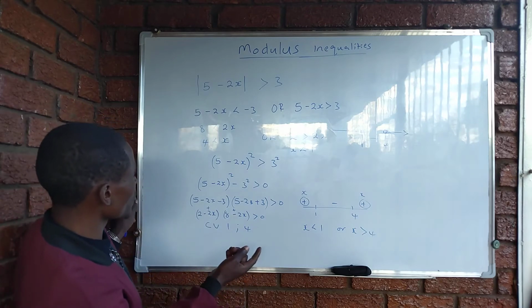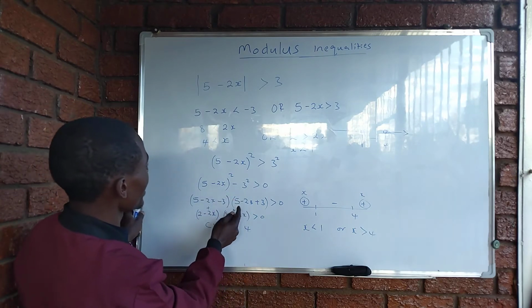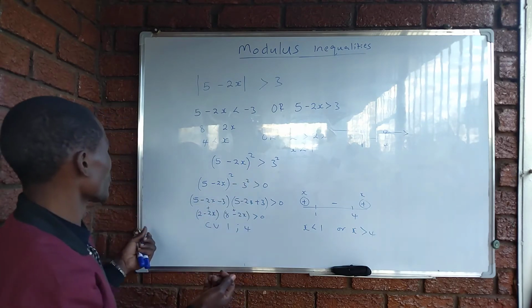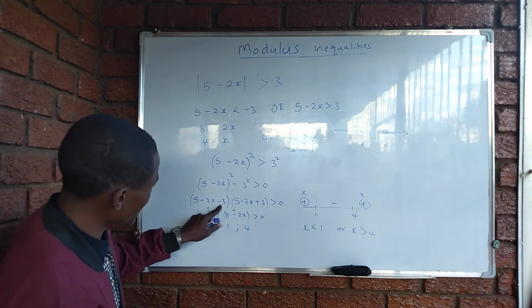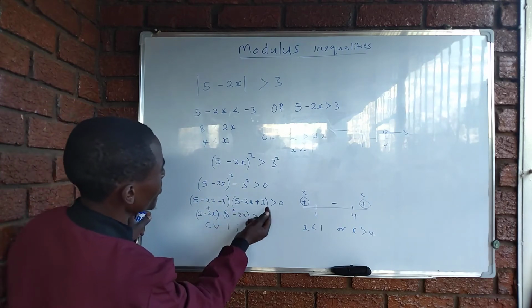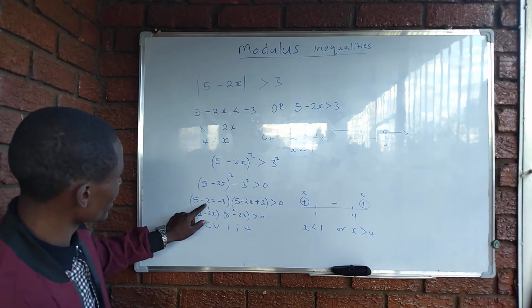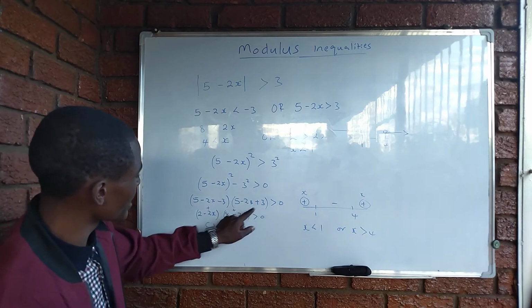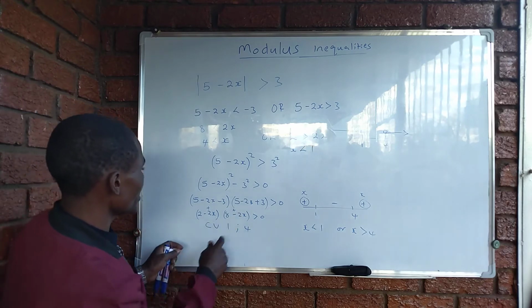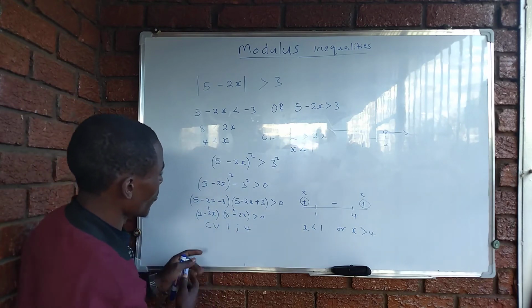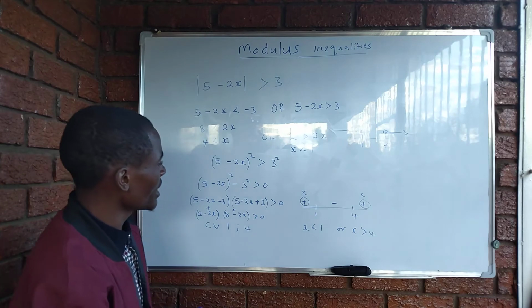So difference of two squares. You say this minus this, or this plus this. So 5 minus 2x minus 3, and 5 minus 2x plus 3, right? If you simplify, 5 minus 3 gives 2, then minus 2x, then 8. 5 plus 3 is 8 minus 2x, right? Then you find my critical values, 1 and 4, right?